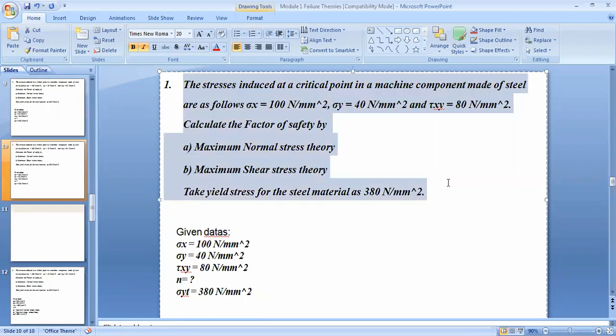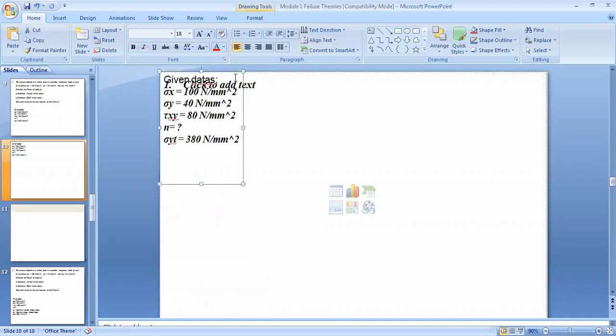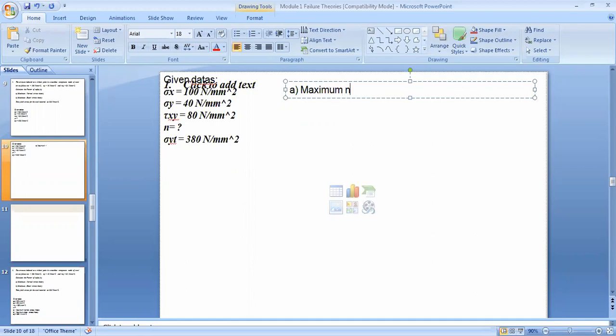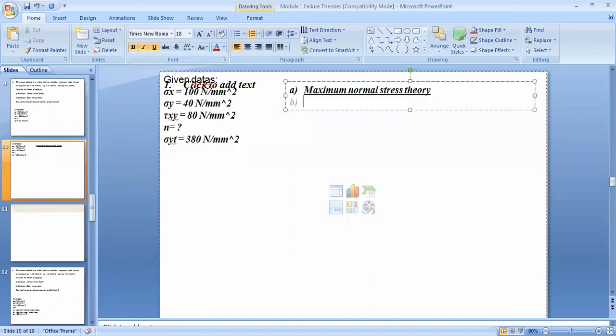Now we'll go for calculating the factor of safety. How to calculate factor of safety? Based on two criteria. Take the first one, part A. Based on which theory? Based on maximum normal stress theory. Right? Now how to calculate the factor of safety based on maximum normal stress theory?